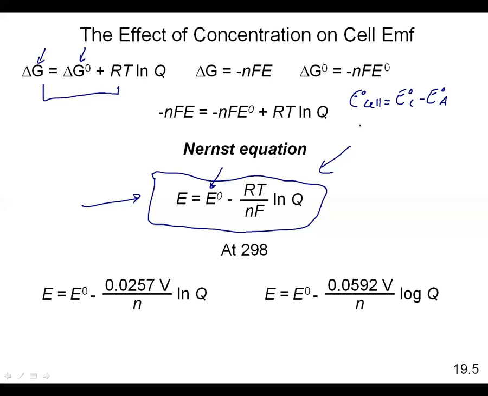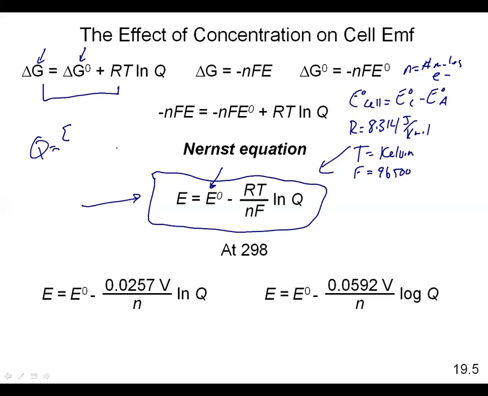R, T, N, F, that's all the same stuff we just used. R is our gas constant, which is 8.314. T is obviously the temperature in Kelvin. F is our Faraday's constant, our 96,500 number, and N is our number of moles of electrons. Our Q is the same Q we've seen all semester. It's our products over our reactants. Again, obviously you use the coefficients as those exponents, just like normal.